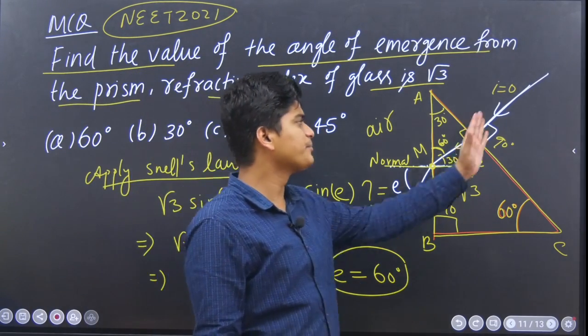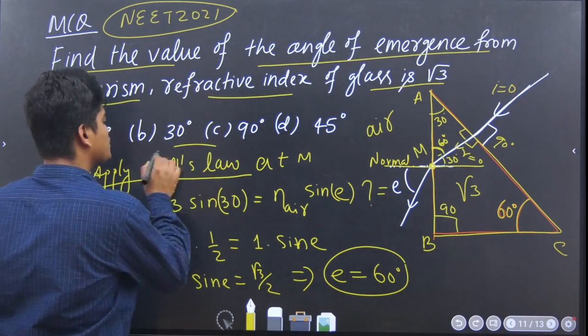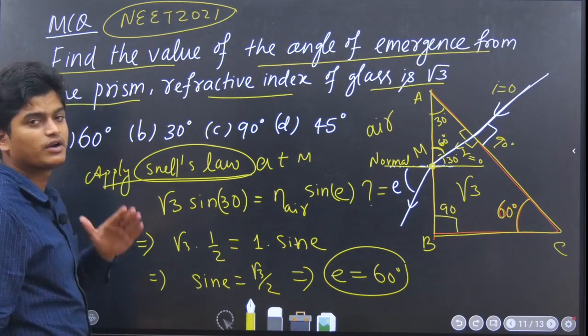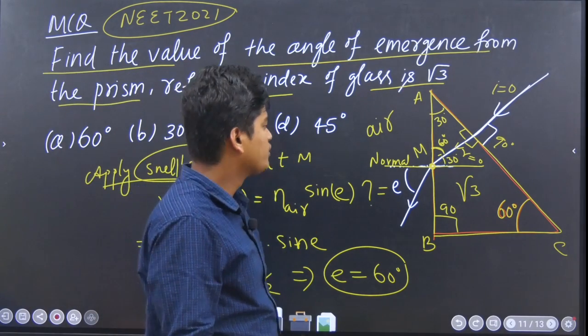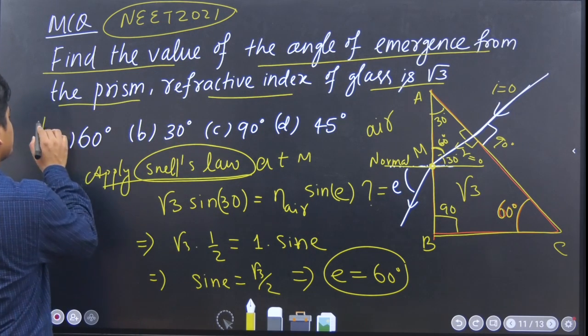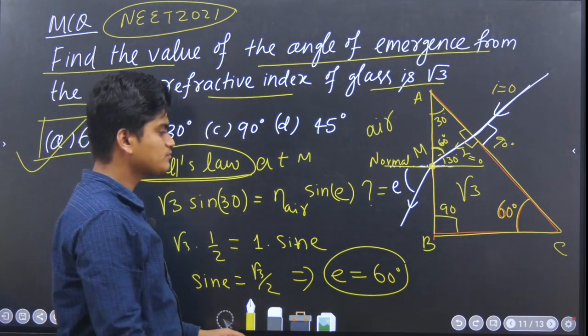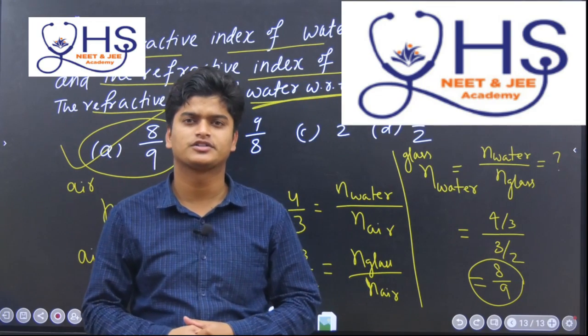So this is the idea. There simply a ray is coming, they are asking what is the angle of emergence, and you are taking help of Snell's law. This is a NEET 2021 question paper. Now we will go to the next thing. But before that, understand here this answer will be option A, which is basically 60 degree. I hope you understand all the concepts here.